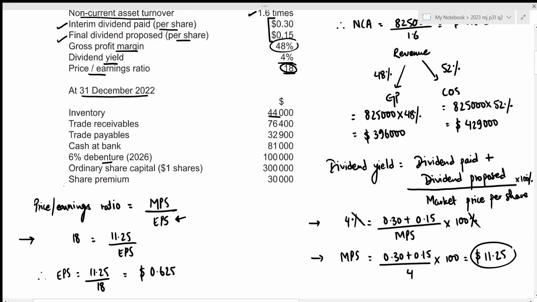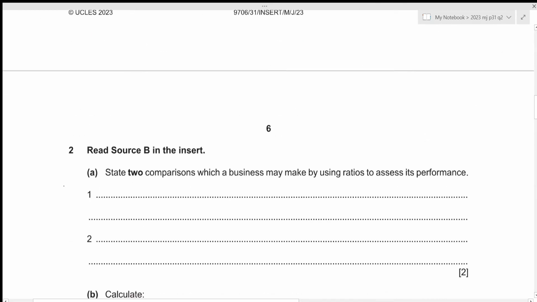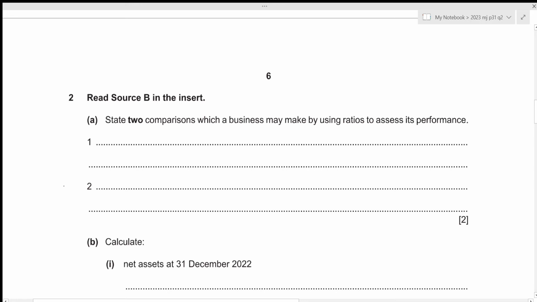Okay, let's move towards our first question. We need to state two comparisons which a business may make by using ratios to assess its performance. So the very first comparison that a business may make by using ratios is by comparing our company's ratios to that of our industry average. Let's write it down. And this helps figure out where our company stands within the industry.